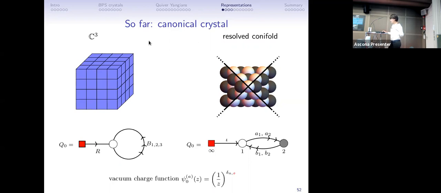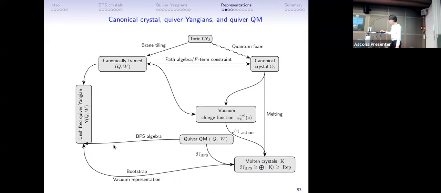For example, this is the canonical crystal for C3, and this is the canonical crystal for the resolved conifold. It always starts from one particular node here. In quiver language, that means this quiver is canonically framed. In terms of the vacuum chart function, the ground state of the vacuum module only contributes this factor. So it has one pole for whichever node you frame. This is just what I said already.